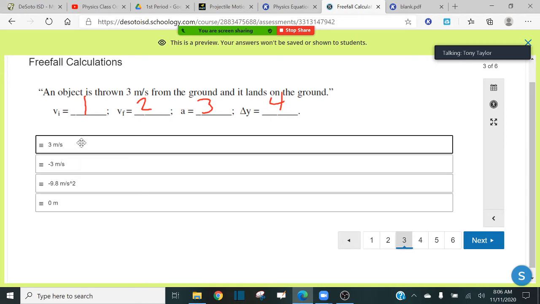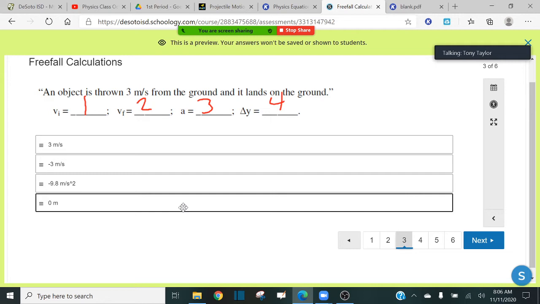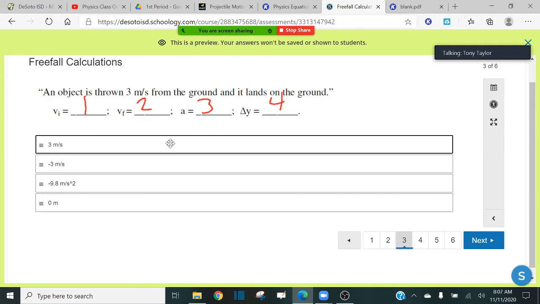Any questions before we move on? Again, the initial velocity is the first one. The final velocity should be the second one. The third one should be the acceleration. And the fourth one should be the displacement, which is just 0 meters. Okay, so if you have your box in order, we're ready to move on to the next one.